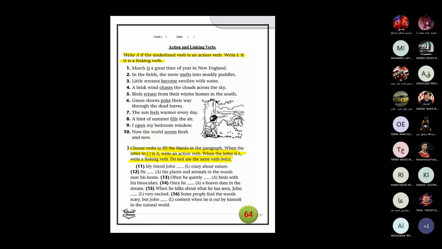Usama al-Ghahtani, the same way. Yeah, Usama. Everyone, please read the head of the question. Please understand the head of the question. Write A if the underlined verb is an action verb. Write L if the underlined is a linking verb. That's it. The whole verbs are underlined here. You have to write: this verb is action, so write A. This verb is linking, write L. No need to highlight or to circle.